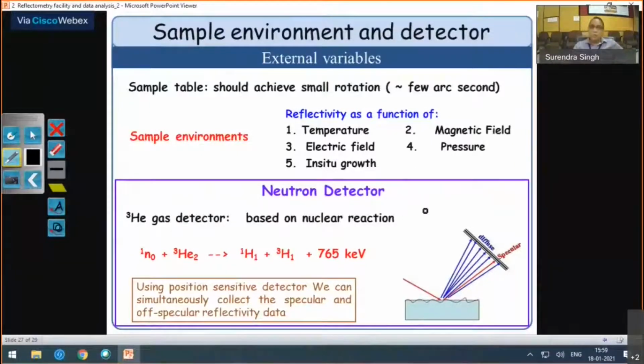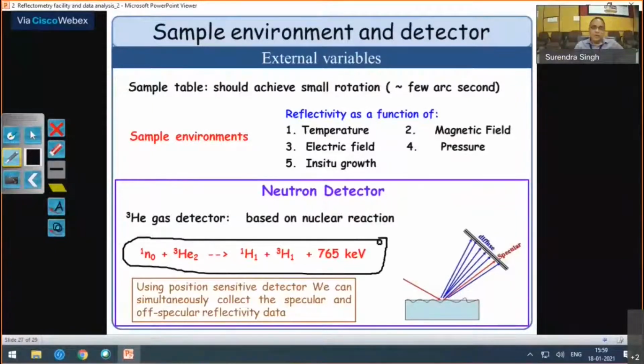And you know the neutron detector, how the neutron is detected: simple nuclear reactions. One of the elements is the helium-3 gas detector, where the typical reaction is this. And as I said, if you use a position sensitive detector, I'm sure you have some idea of the position sensitive detector.